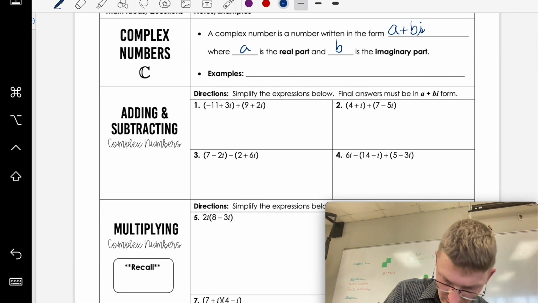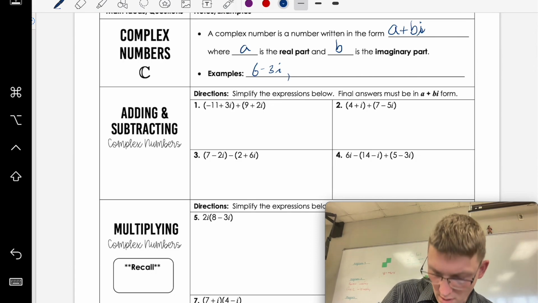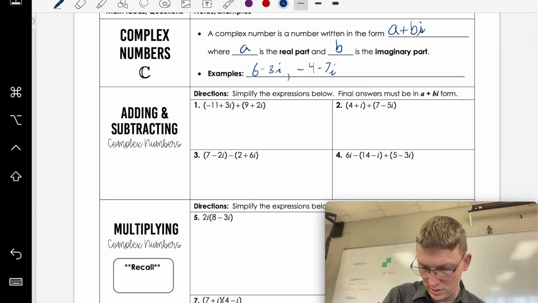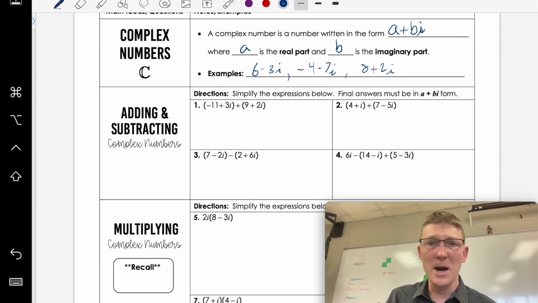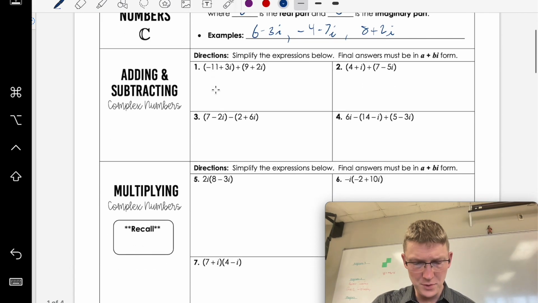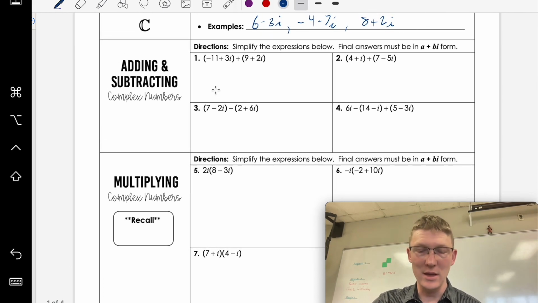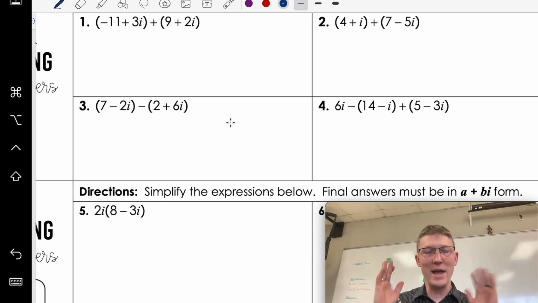So they're going to look something like 6 minus 3i, or -4 minus 7i, or 8 plus 2i. So the coefficients essentially can be positive or negative, whatever, it doesn't matter. So then after that, once we get to that part, we can start adding and subtracting these complex numbers. So it's not as bad as you think if you just think of i as a variable.